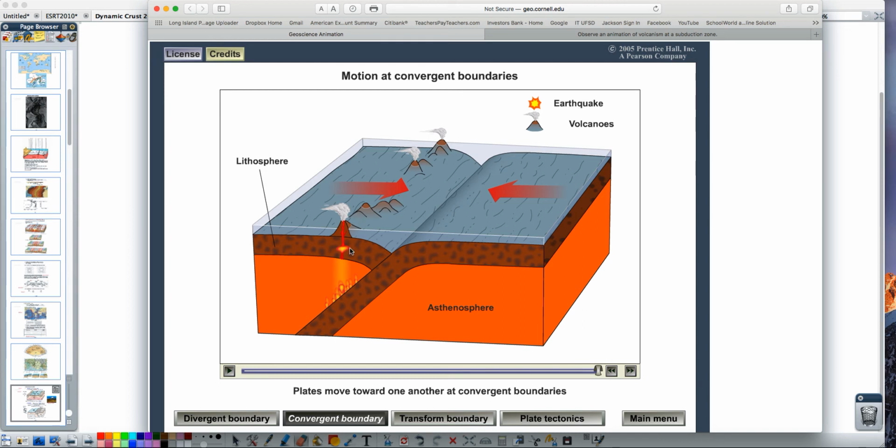Now people, this is a really important word. This sinking into the earth is known as subduction. This is called subduction. So this would be called the subducting plate. This plate is not subducting, so we're going to call this plate the overriding plate. So you have a subducting plate going down and an overriding plate.